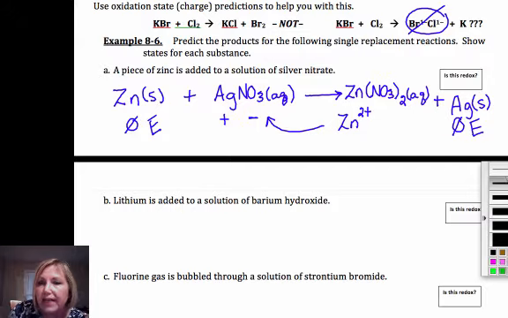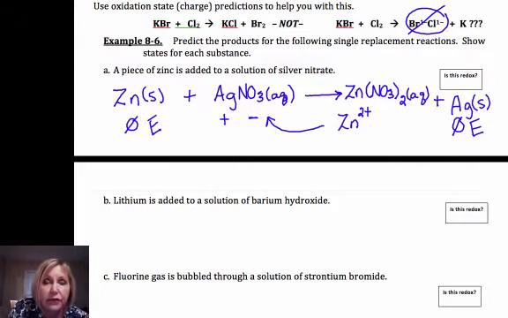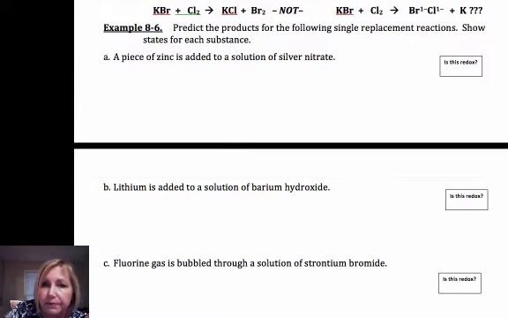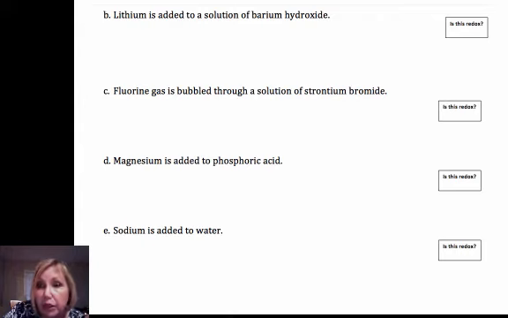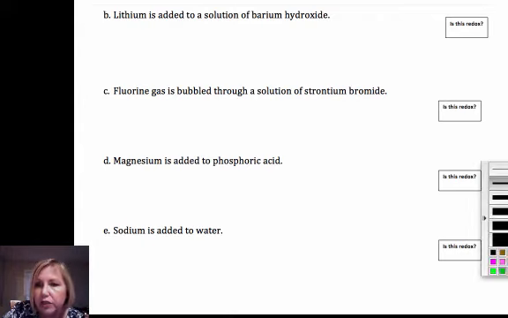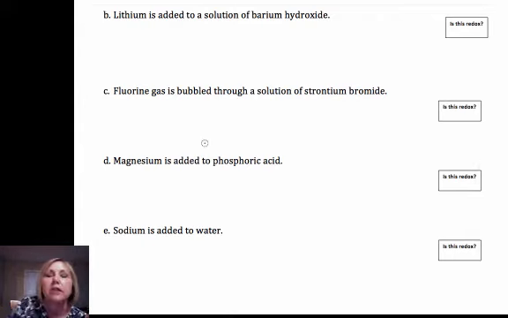Now we have to account for the fact that they bond differently. I have 2 nitrates on this side, so I need 2 there. That means I now have 2 silvers, so I have to put a 2 in front of the silver. I'm hoping by this point of the unit that you've wrapped your mind firmly around how to balance a chemical reaction, because I'm not going to go through the details in a video. I will gladly go over more details in class or during a tutorial if you need that extra little boost of help.